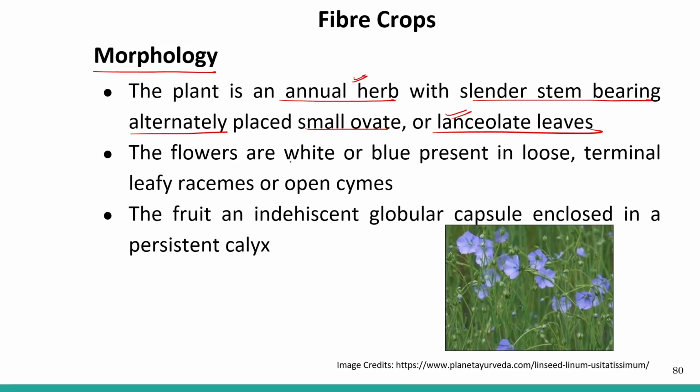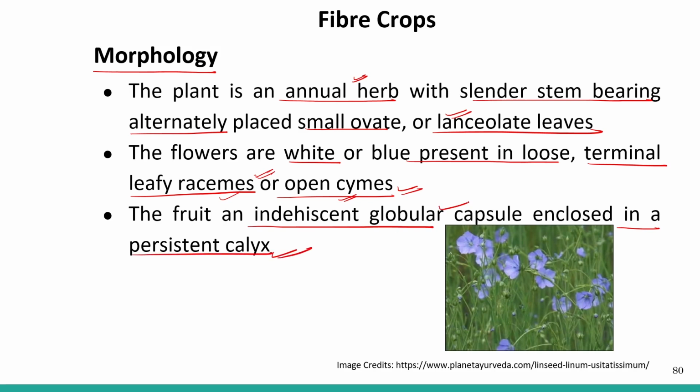The flowers are white or blue, present in loose, terminal, leafy racemes or open cymes. So these are the inflorescences reported in Linum usitatissimum, that is leafy racemes or sometimes cyme. The fruit is an indehiscent globular capsule enclosed in a persistent calyx.